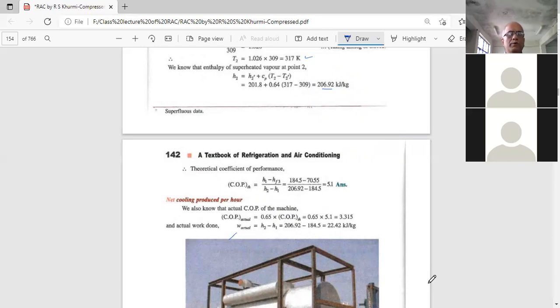Now, net cooling produced per hour, we have to find out. So what is that? We know that the actual COP of the machine is given as 65% of the theoretical COP. Theoretical COP we have calculated as 5.1, which is multiplied by 0.65. So actual COP will become 3.315. And actual work done is given by W actual equals H2 minus H1, meaning enthalpy at the outlet of the compressor minus enthalpy at the inlet of the compressor, both of which we have calculated. So H2 206.92 minus H1 184.5 is equal to 22.42 kilojoule per kg itself.